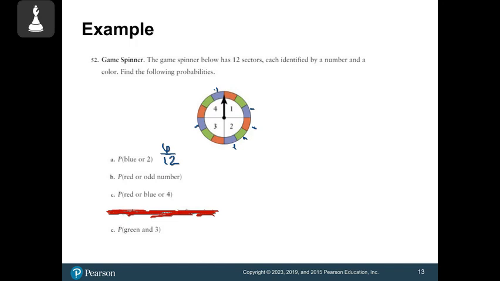The other way is to use that formula. Well, blue is 1, 2, 3, 4 out of 12. There are 1, 2, 3 in the 2 section, but there is one blue 2 that I have to take away. Okay, so probability of blue plus probability of 2 minus probability of blue 2 is going to give me that same 6 over 12, which is also 1/2.